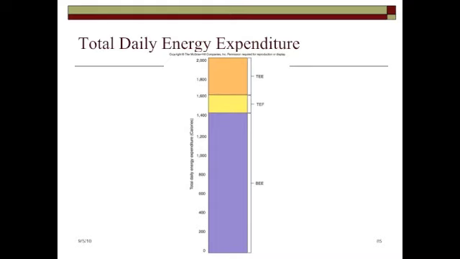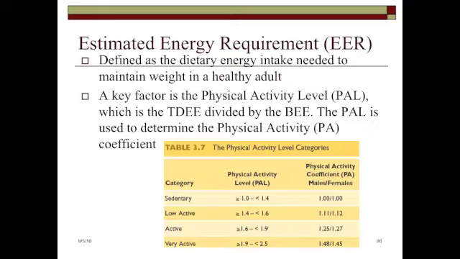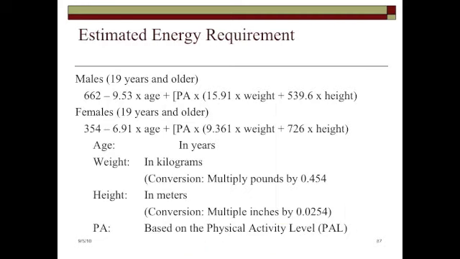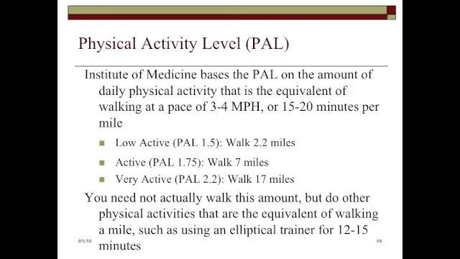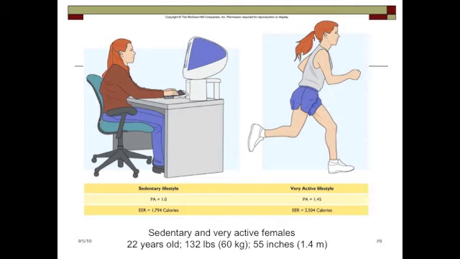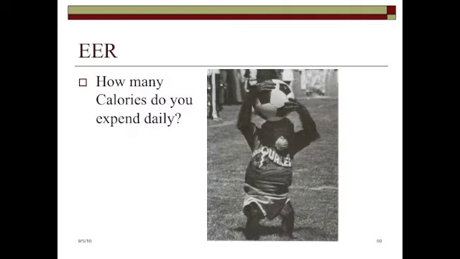How much energy do you need to consume daily? Well, you're ready to calculate this now that you know the three components. Part of the formula for your assignment involves choosing a PAL, or physical activity level, and then doing the calculations here to get your EER. Here's an example of a sedentary female with a PA of 1.0 and a very active female with a PA of 1.45. You can see the difference in the EERs. See if you can calculate your EER.